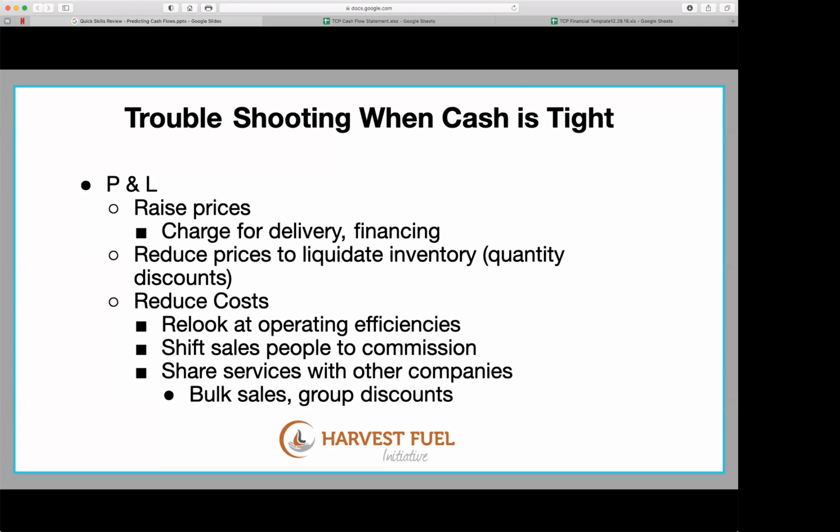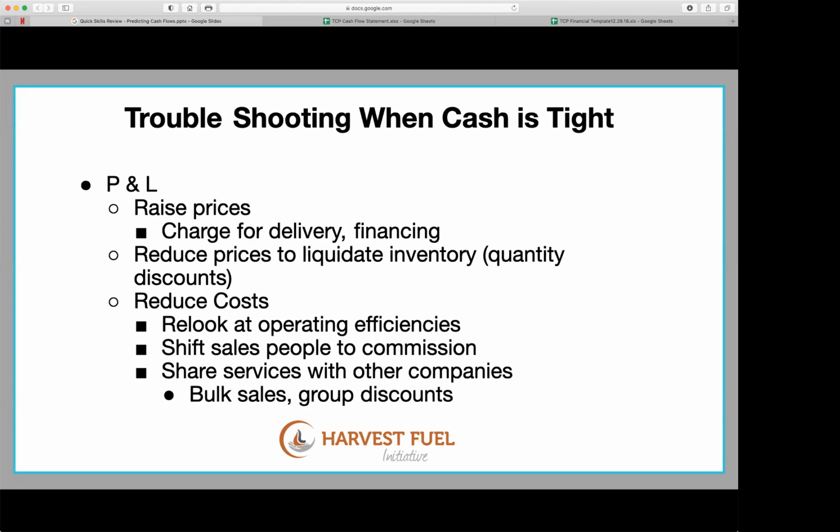You can also reduce prices just to liquidate your inventory, like I was saying before. You just need cash in the door. So you reduce prices and you have a fire sale, basically. It doesn't have to be that dramatic, but offer some quantity discounts, offer some sale prices, get rid of your inventory. It just frees up some cash so that you can do with it what you need.